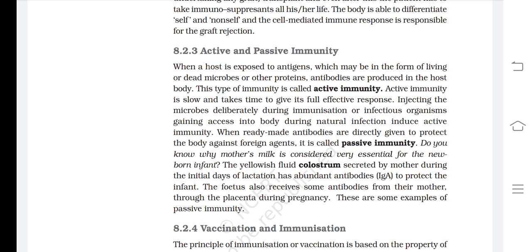When ready-made antibodies are directly given to protect the body against foreign agents, it is called passive immunity. Do you know why mother's milk is considered very essential for the newborn infant? The yellowish fluid, colostrum, secreted by the mother during the initial days of lactation, has abundant antibodies, IgA, to protect the infant. The fetus also receives some antibodies from the mother through the placenta during pregnancy. These are some examples of passive immunity.